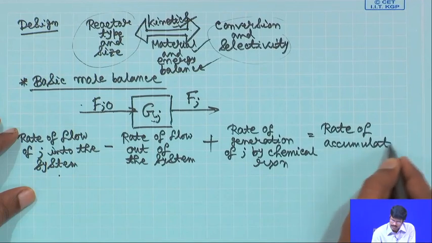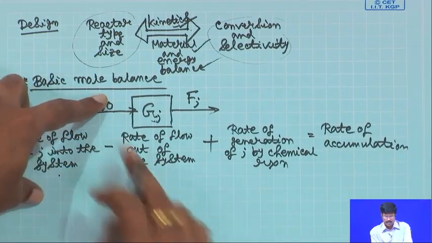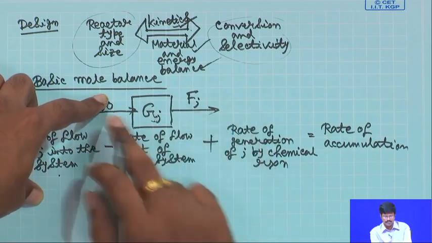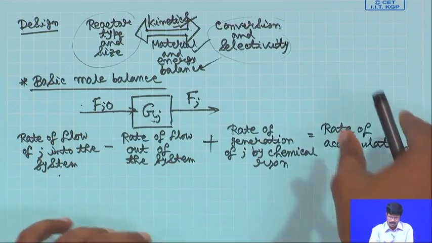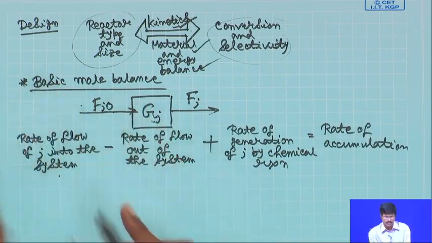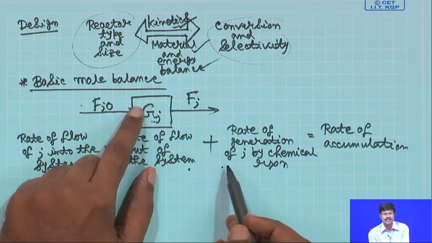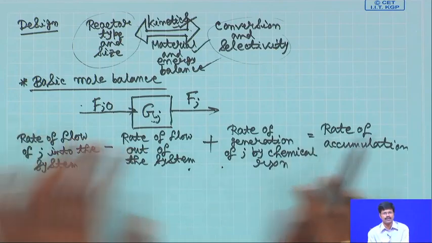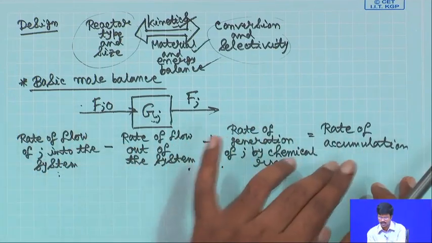Just pause to think about it. Something is going in, so rate of flow in minus rate of flow out; that subtraction gives you what is inside now. That is the rate of accumulation, how much it is accumulating. Something is going in, minus something going out, plus if something is being generated, then that will be the rate of accumulation. Everything is a rate here.